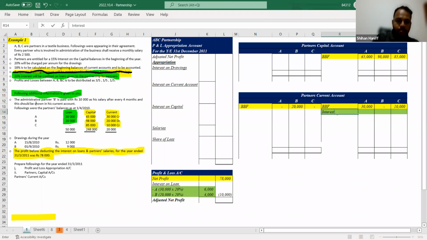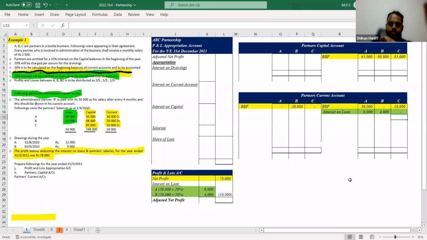Interest on loan. 6,000 A, 4,000 B. Nothing for C. Right. So the interest is done.